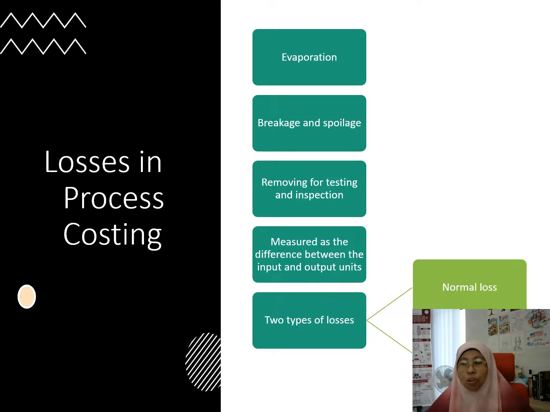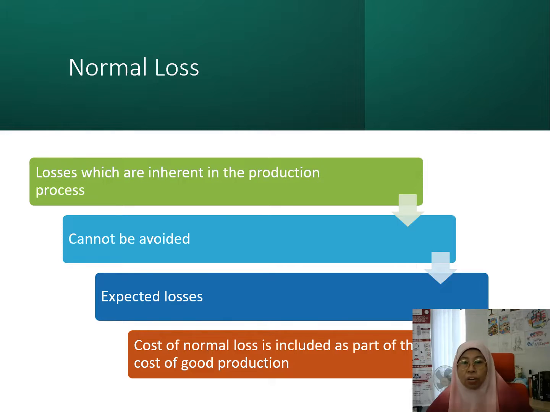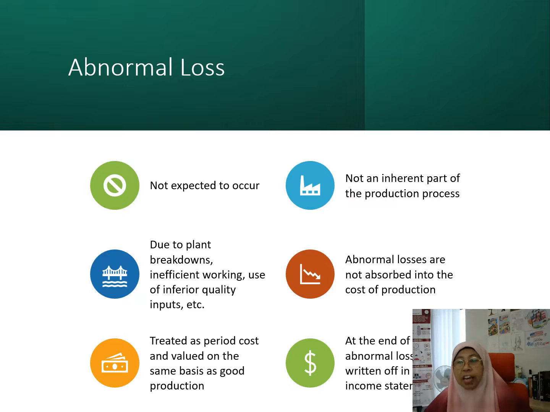Usually there are two types of losses, the normal loss and the abnormal loss. Now we look at the normal loss. Normal loss is the loss which is inherent in the production process. These normal losses are expected losses which we cannot avoid. Even if the operations are very efficient, this normal loss still occurs. The cost of normal loss is included as part of the cost of good production, which means it will be absorbed as part of the cost of good production. The other loss is the abnormal loss.